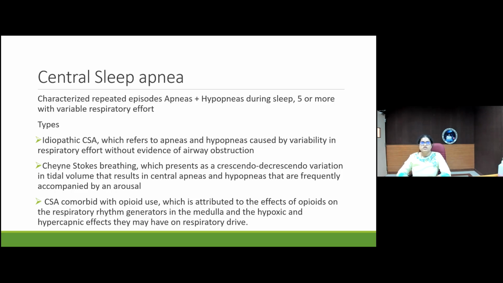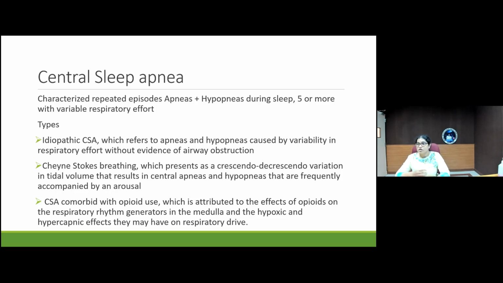What are the different types of central sleep apnea? First is the idiopathic type, wherein there are apneas and hypopneas with varied respiratory effort without any evidence of airway obstruction. That is, there is no evidence of OSA or any kind of obstructive features in the upper airway or the lower airway, but the person continues to have apneas and hypopneas. Cheyne-Stokes breathing presents as crescendo-decrescendo variation in the tidal volume of the breathing, that results in central apneas and hypopneas. But here, the hypopneas and apneas are associated with arousal. That is, an individual can become aroused during the time where there is apnea or hypopnea.